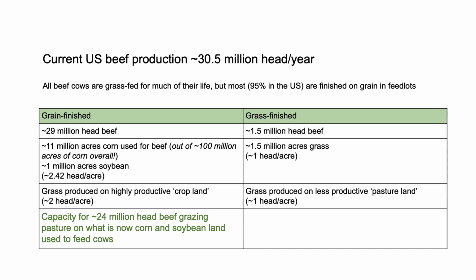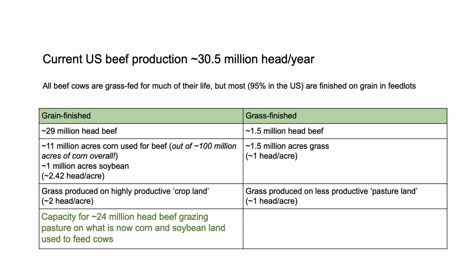They also can be found in California and in the East as well. It's important to note that all beef cows are grass-fed for much of their life. Most of the beef cows are born in rangelands of the West and grazed in the early part of their lives. But most of them, 95% of them, are finished on grain and feedlots. And a lot of that's historical. A lot of that is because finishing them on grain can help fatten them very quickly and help them gain weight in a really timely way for production reasons.